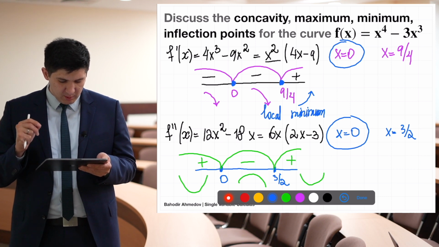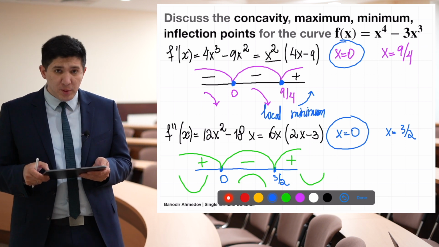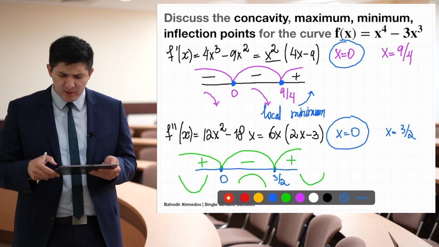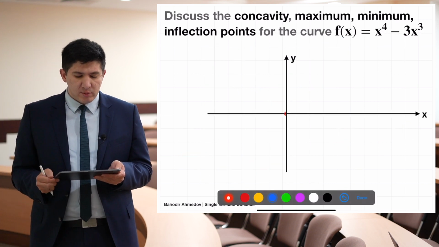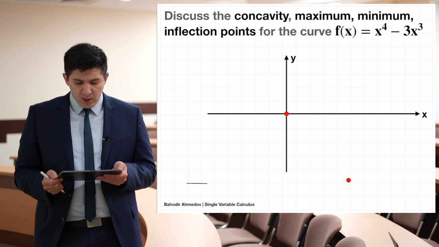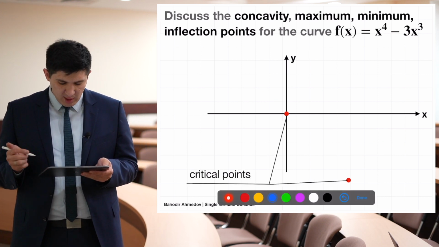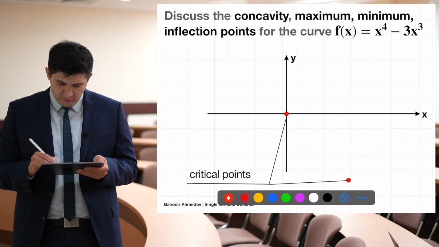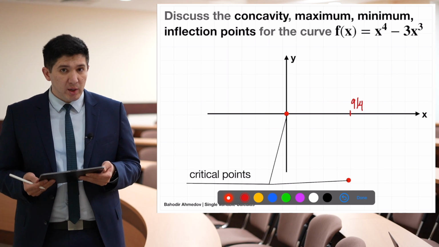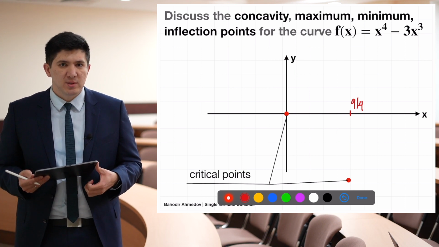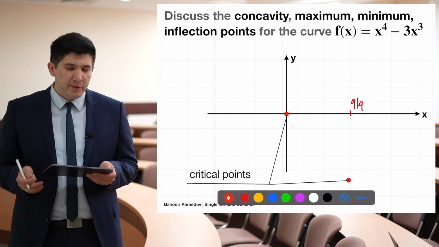So let me look at this one more time. Okay, so now I think we are ready to do this. I'm going to put first of all these 3 points into the graph and try to make the analysis. So these 2 points are the critical points where x is equal to 0 and x is equal to 9/4. This point is 9/4. They are the critical points. The derivatives are equal to 0. It means that the tangent lines are going to be horizontal at those points.